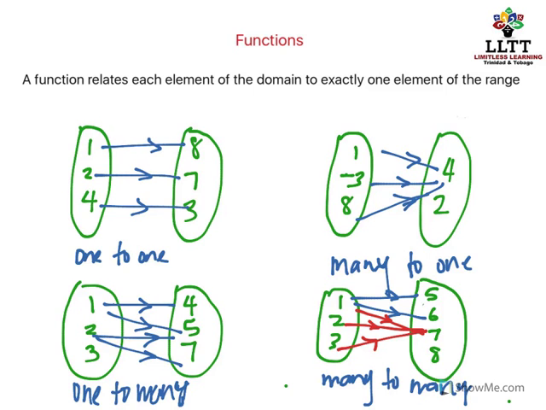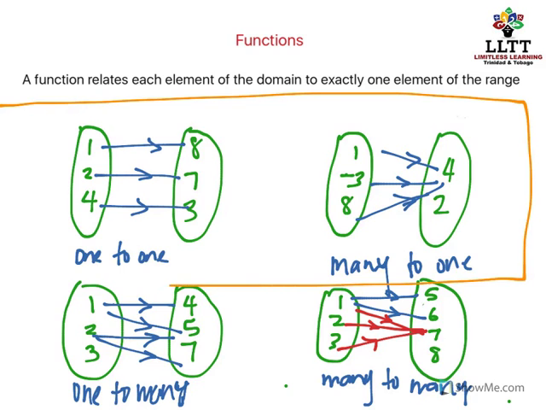Now, the important ones that we want to note will be these 2 on the top here: many-to-one and one-to-many. These 2 examples or 2 types of mappings are functions. So functions can only be a one-to-one mapping or a many-to-one mapping. If you have a one-to-many, it's not a function. If you have a many-to-many, it's not a function. And let's look at what the definition of a function says. A function says that it relates each element of the domain to exactly one element of the range.